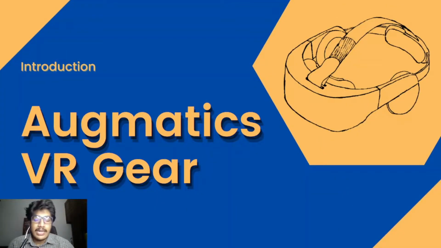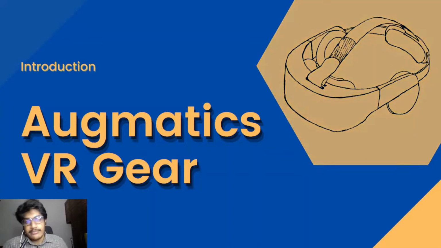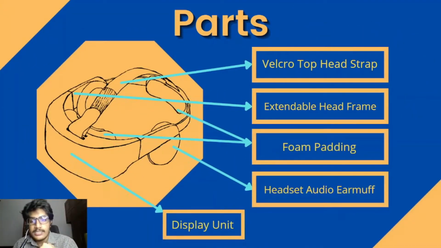Alright, moving on from that, I'll be taking over to talk about the components and the parts of our Augmatics VR Gear. So firstly, let's take a look at the headset itself. Within the headset, from this diagram, we can see that it's made up of a few main components. Firstly, it's the Velcro top head strap, which is this piece of fabric. This goes over the top of the user's head, and it supports the whole VR headset itself.